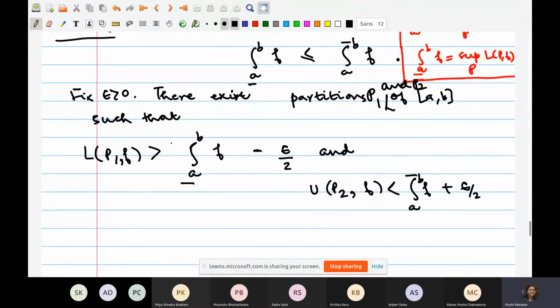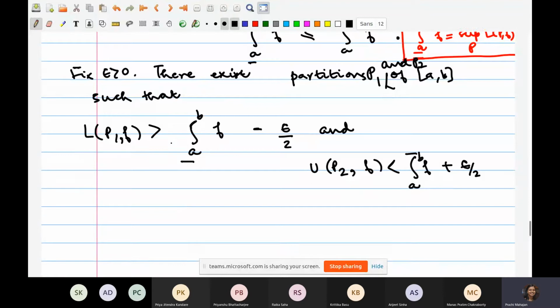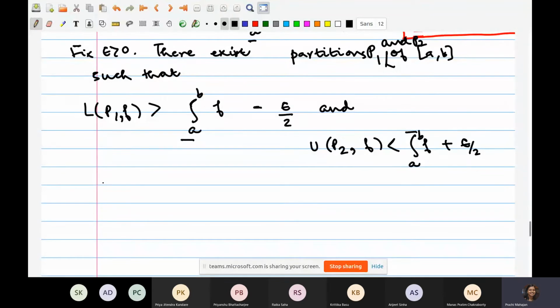Now what do I want to do? Now what will I do? I will say let me set P as the common refinement of P1 and P2. Which means that I throw in all the points of P1, and I throw in all the points of P2, right? So then what happens?